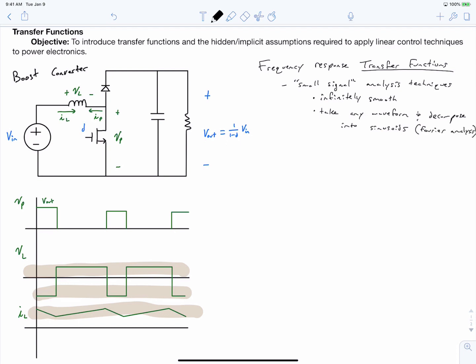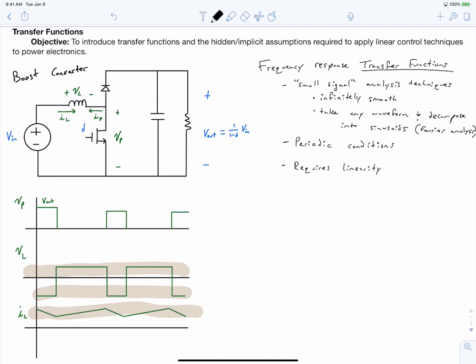So sinusoids become this general purpose function, and if we can quantify a system's response to a sinusoidal input, we can generalize what its response would be to any type of input. Also implied in this is the assumption that we're going to have periodic conditions. So if we're going to be studying sinusoids, we need our excitations to be considered as periodic. This type of analysis also requires linearity.